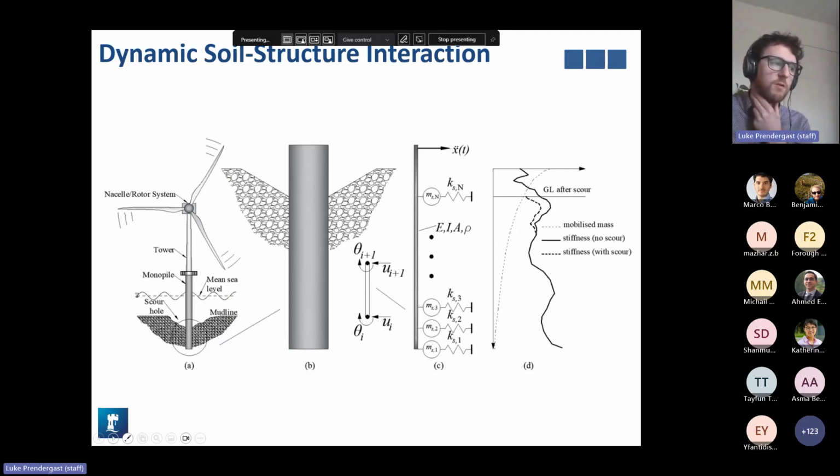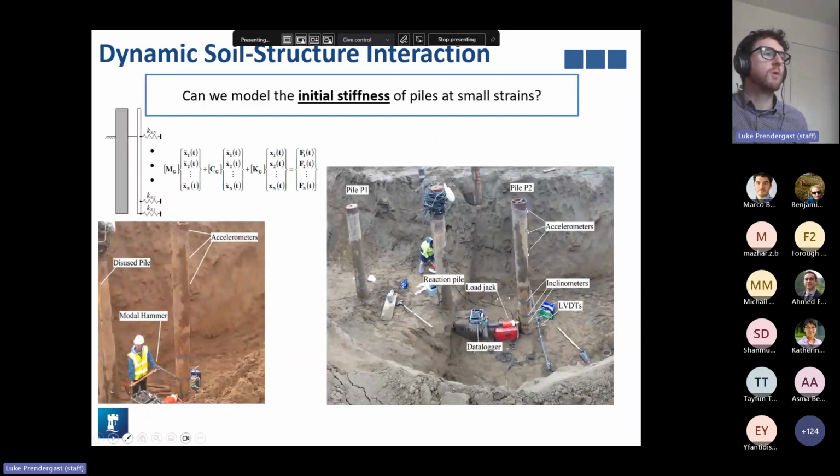So one of the things I want to talk about now is a model updating approach that we've developed in the last number of years that can aim to estimate the operational stiffness and mass contribution of the ground in the dynamic soil structure interaction of laterally vibrating piles. So the question I'm going to answer here is, can we model the initial stiffness of piles at small strains? So really simple question, not a very simple answer.